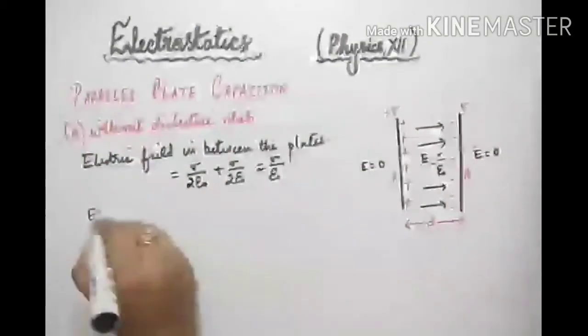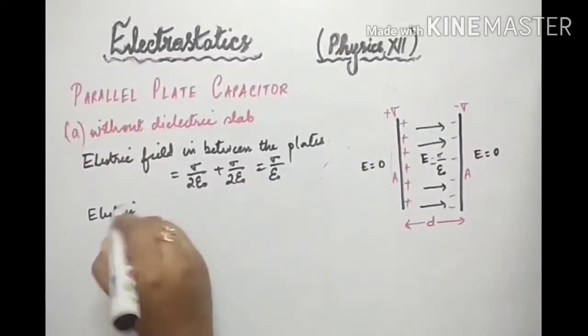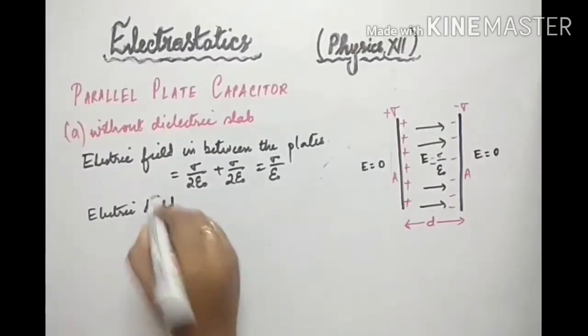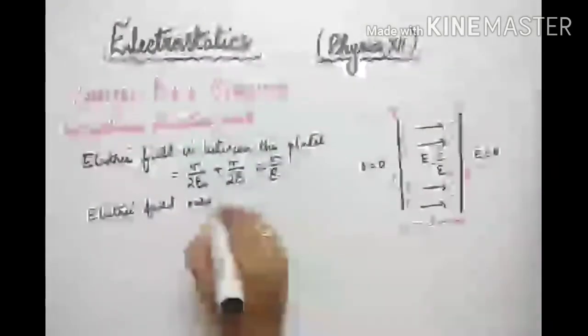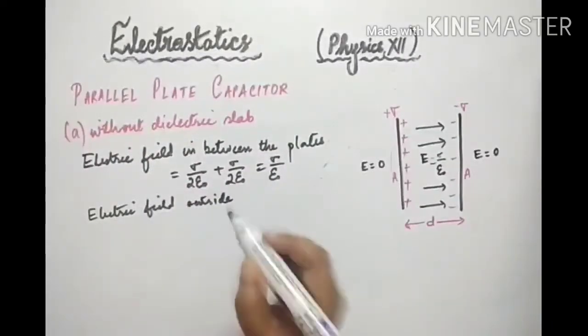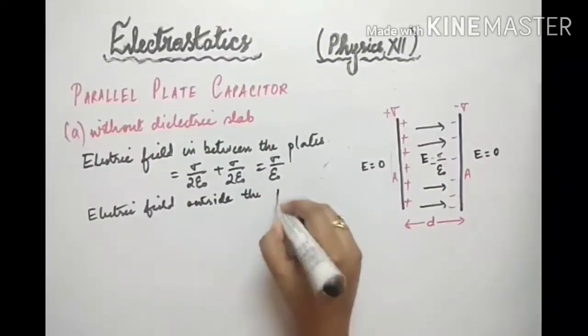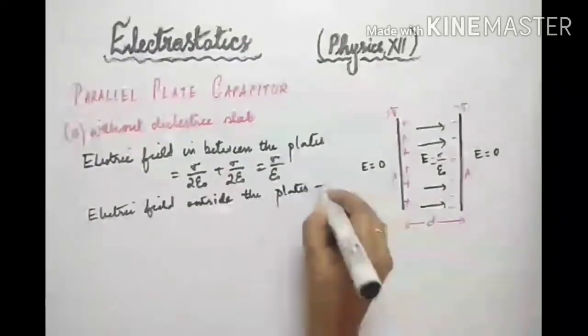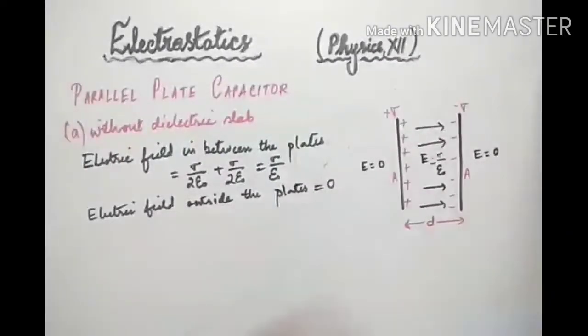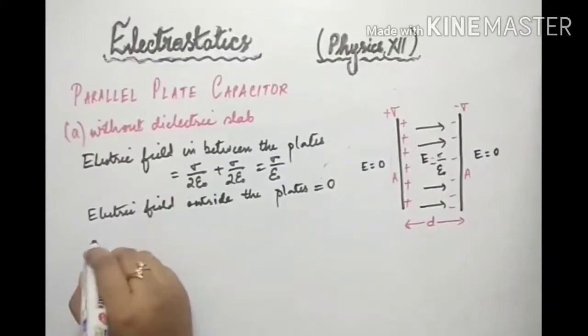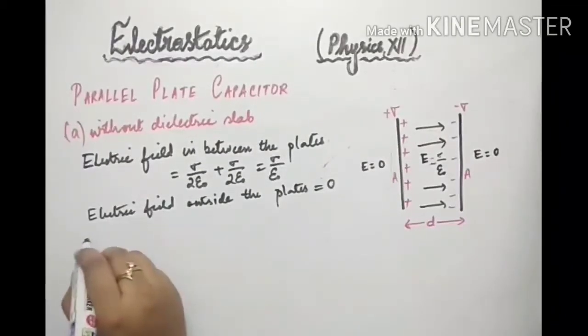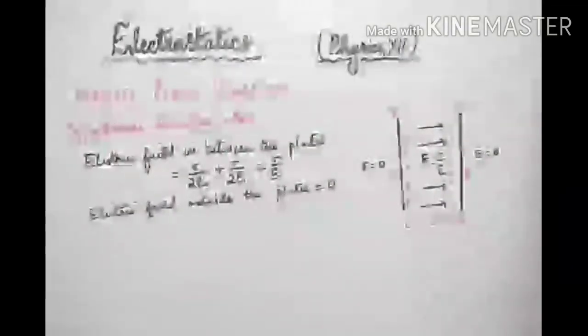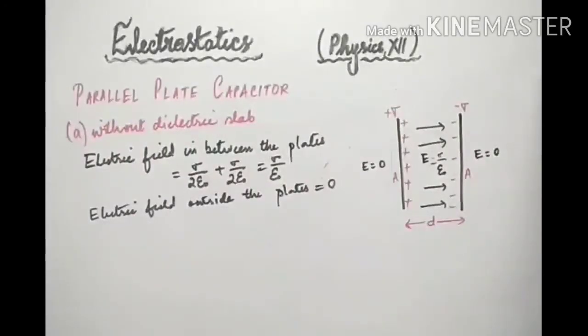Now the electric field outside the plates will be equal to 0, as we have already discussed, and therefore the electric field outside will be 0.